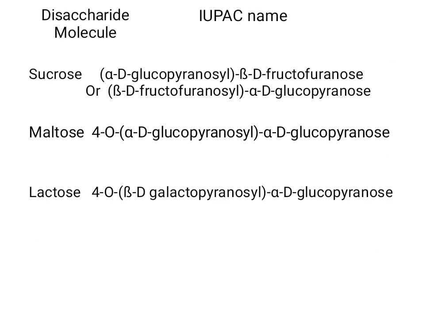Now here you can see the IUPAC names of sucrose, maltose and lactose. Sucrose can be called alpha-D-glucopyranosyl beta-D-fructofuranose, or you can say beta-D-fructofuranosyl alpha-D-glucopyranose. Maltose is called 4-O-alpha-D-glucopyranosyl alpha-D-glucopyranose, and lactose is called 4-O-beta-D-galactopyranosyl alpha-D-glucopyranose.